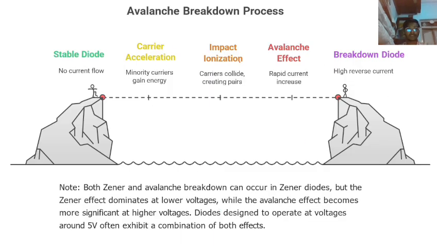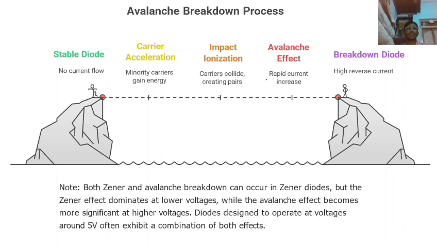Avalanche breakdown process: stable diode, carrier acceleration, impact ionization, avalanche effect, breakdown of diodes. In a stable diode, no current flows. In carrier acceleration, minority carriers gain energy and collide with other atoms. Impact ionization: carrier collisions create electron-hole pairs. By these collisions, new bonds are broken and new carriers are formed.